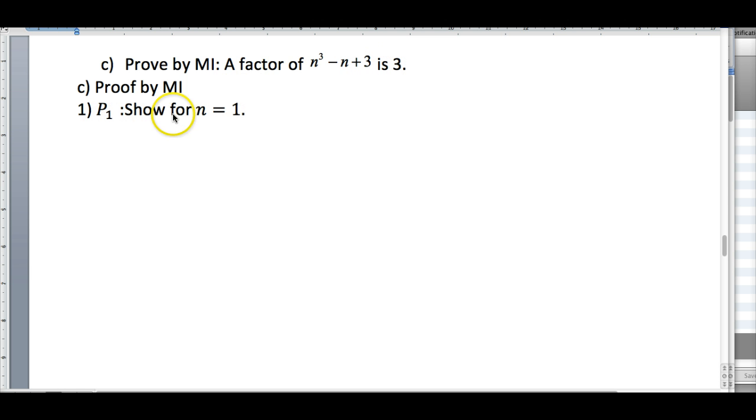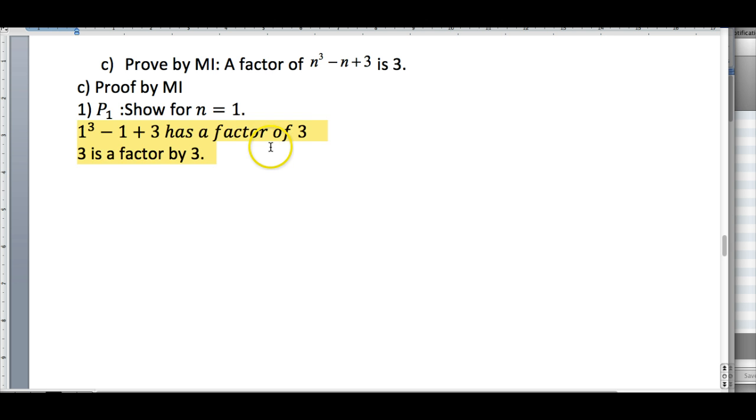So the first thing that we do is that we show that this works for n equal to 1. We designate that with p sub 1. So what we do is we go ahead and plug in 1 into this and make sure that it is a factor of 3. So when I do that, 1 cubed minus 1 plus 3, it's 1 minus 1, so it's just 3. So 3 is a factor of 3, okay?